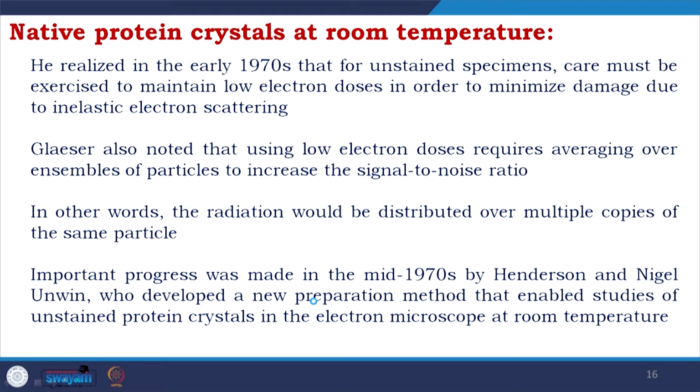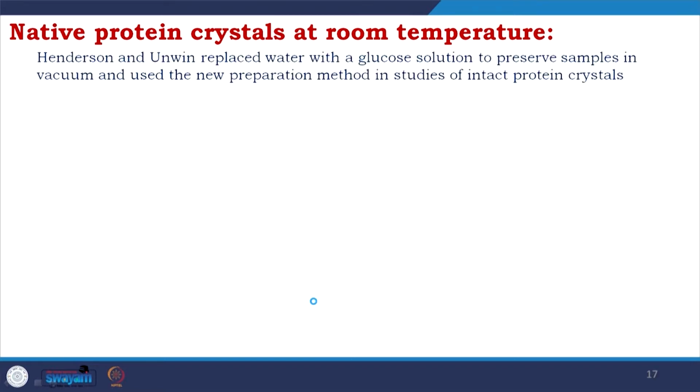that enables studies of unstained protein crystal in the electron microscope at room temperature. Henderson and Unwin replaced water with a glucose solution and preserved the sample in vacuum and used the new preparation method in studies of intact protein crystal. So, if you see, when you are doing crystallography, you use glucose solution as a cryopreserver. So, Henderson, who actually started with initial studies being a crystallographer, got the idea there and used that.